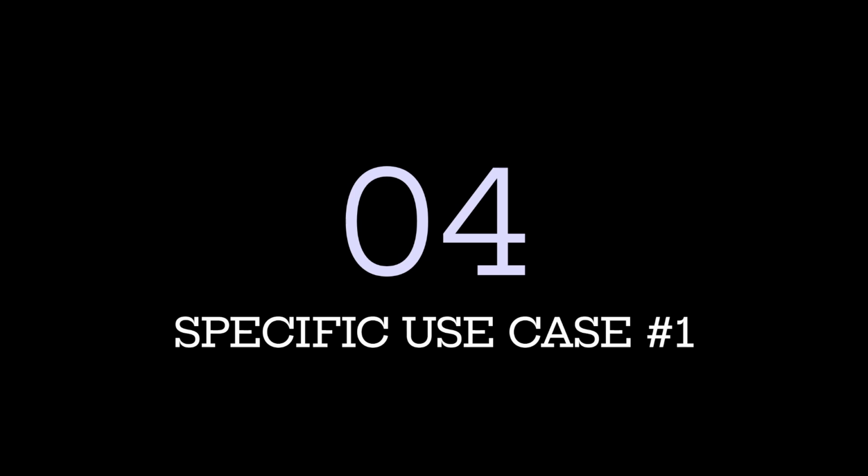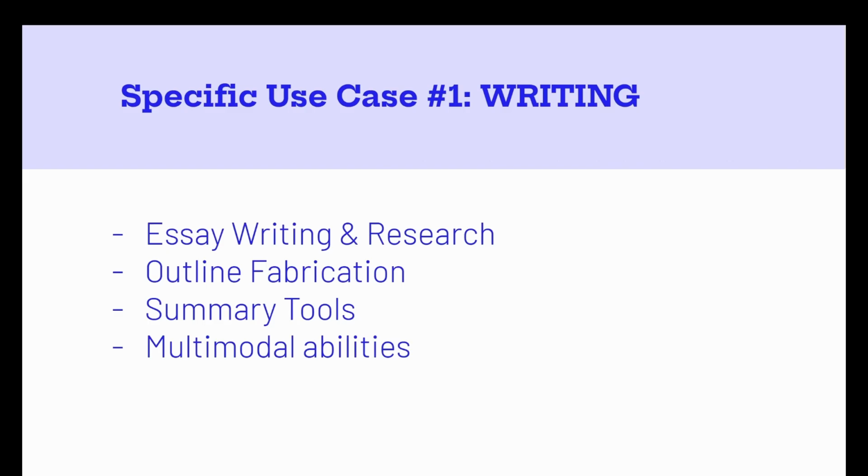So for the specific use case number 1, we are going to be talking a little bit more about writing. I'm going to have the Meta AI create an outline for an essay, maybe something historical. I'm going to feed it a couple of articles that it's going to summarize and also demonstrate its multimodal abilities.